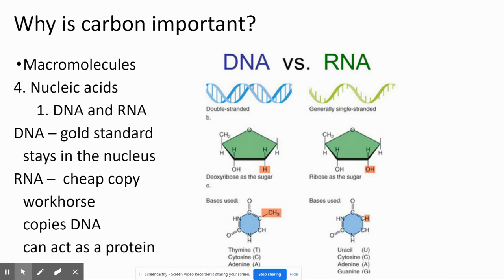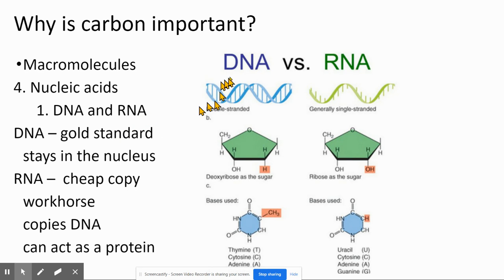And the last one is DNA and RNA, which are nucleic acids. DNA is double-stranded, RNA is single-stranded. So COVID is actually an RNA virus. COVID has RNA, and it comes in and hijacks your ribosomes and makes its own proteins, and that's how it reproduces.